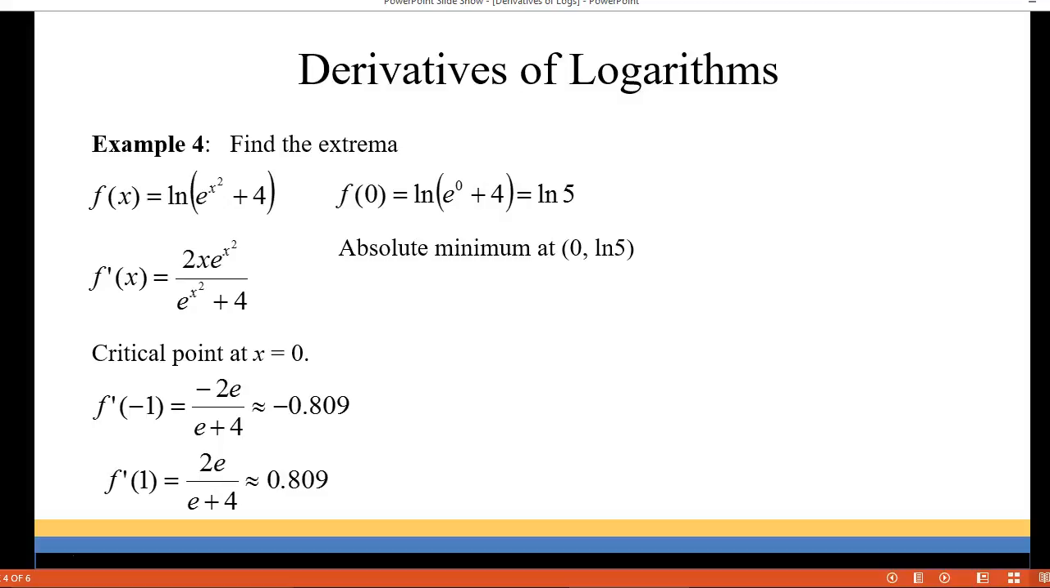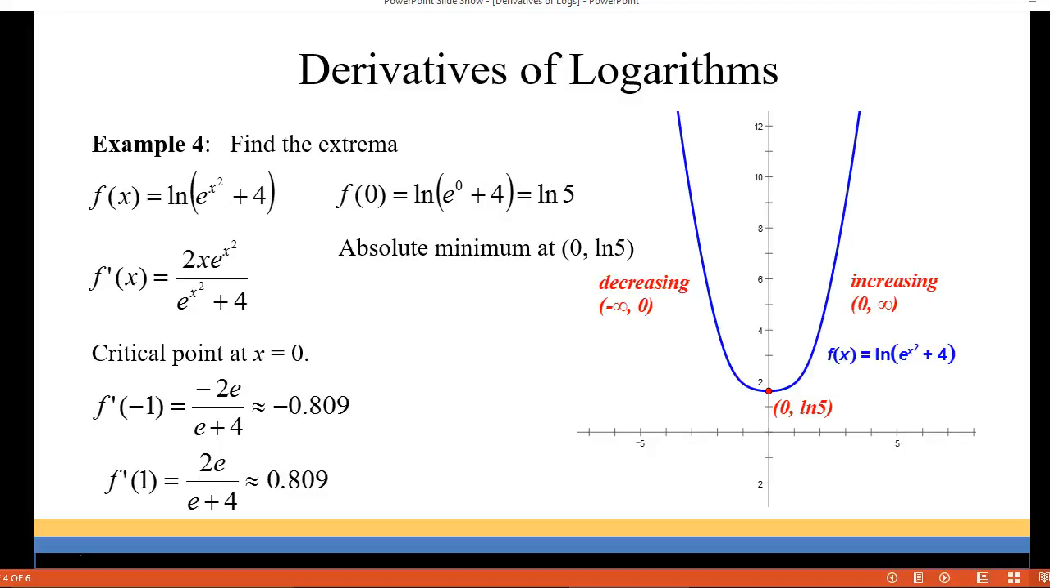So I plugged 0 back into the f of x function, and I got out log 5. So (0, log 5) is my minimum point. So that gives us a graph that looks like this. Decreasing on the left side of 0, increasing on the right side of 0, and an absolute minimum point at 0.